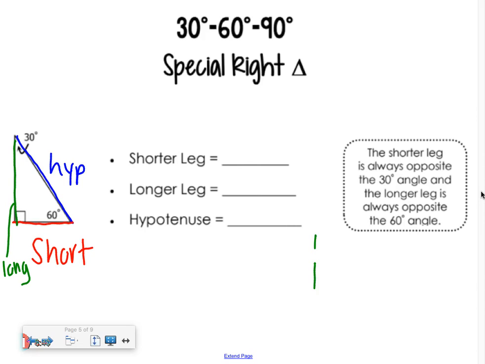Okay, now how this one works, I'm running out of room, so I'll redraw it right here. 30, 60. Your short leg is our X. That's where we base everything off of X. Your hypotenuse is twice your short leg. So just 2 times whatever your short leg is, so 2X.